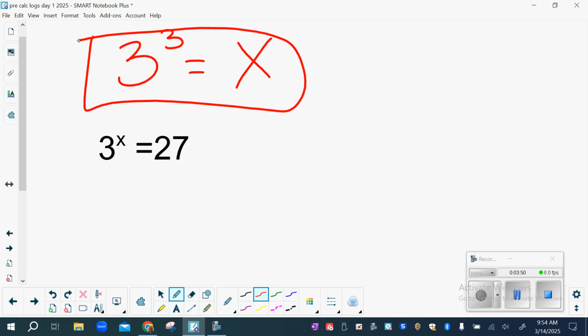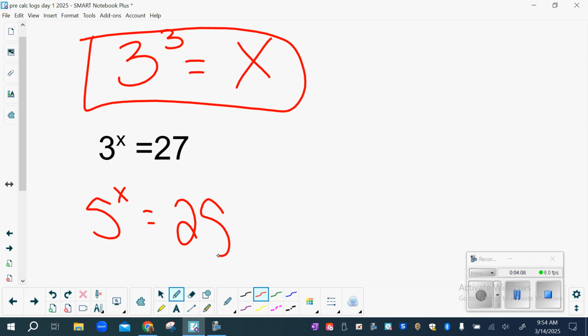You just took the log of this. If I said 5 to the what equals 25, and you went, that's squared, or that's 2, you just logged it. You just took the log of it. You just didn't even realize it, right?